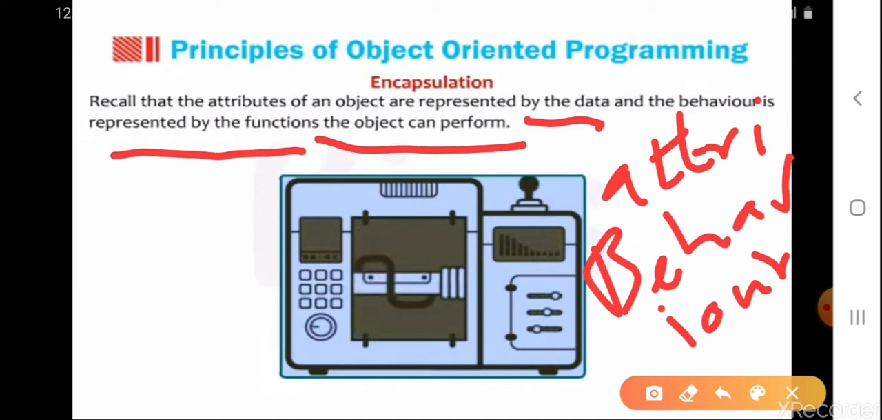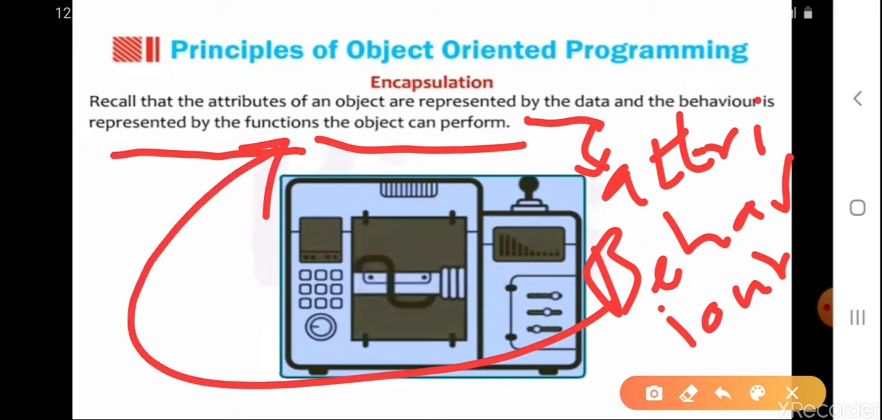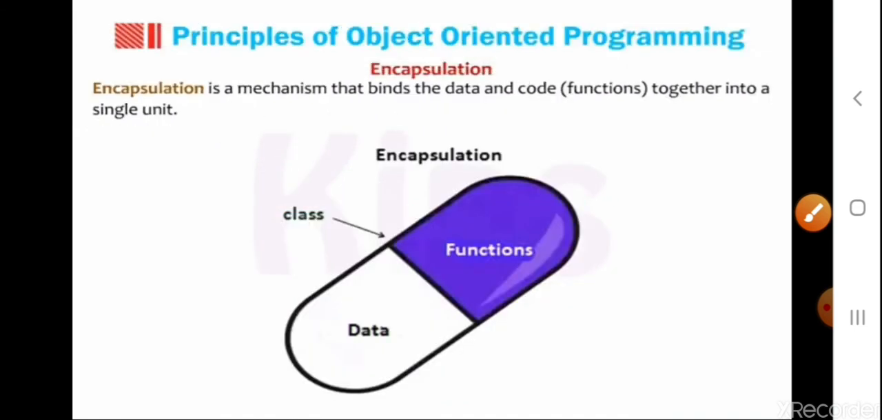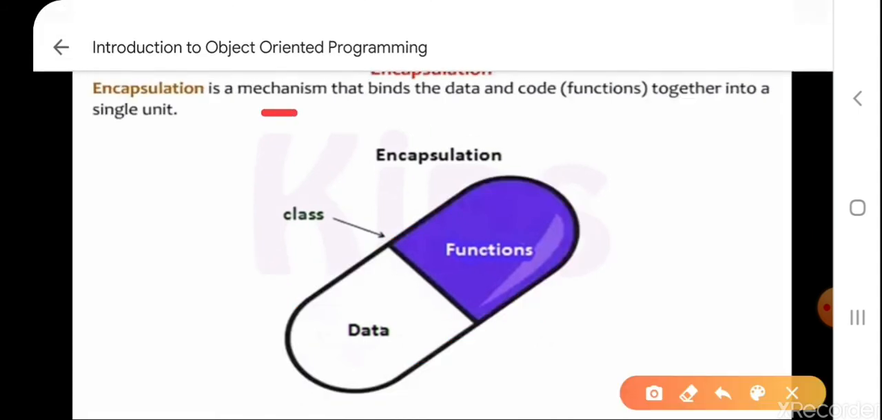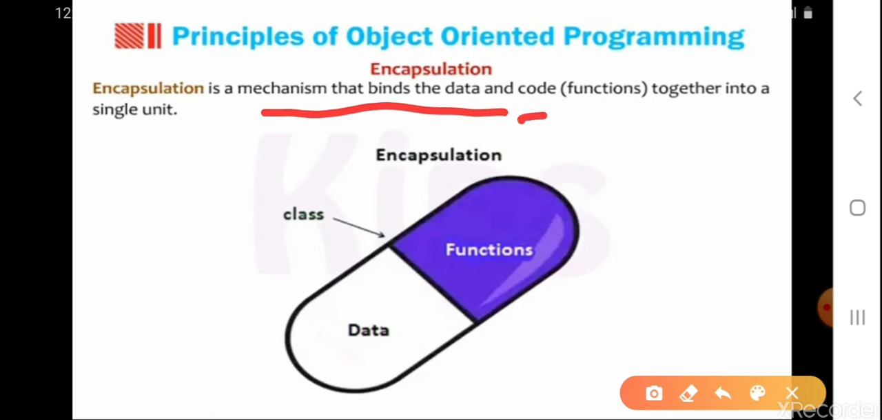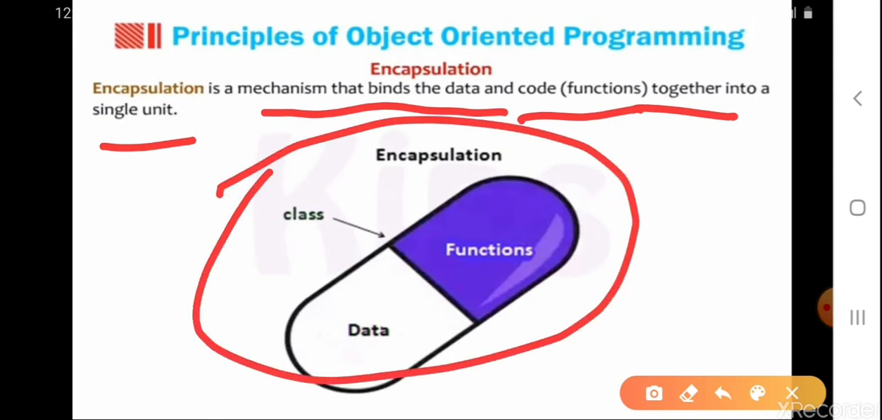Now, the attributes are represented by the data and the behavior is represented by the functions that the object can perform. We have already seen that encapsulation is a mechanism that binds the data and the functions together into a single unit. Look at this figure: the data and functions are encapsulated inside the class.